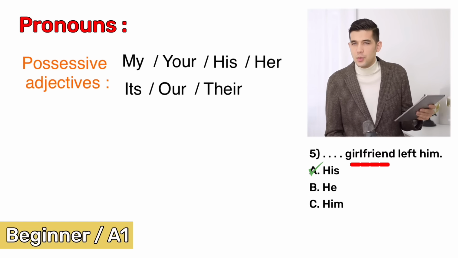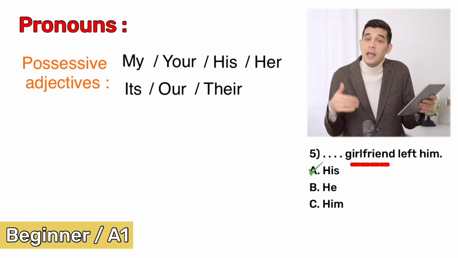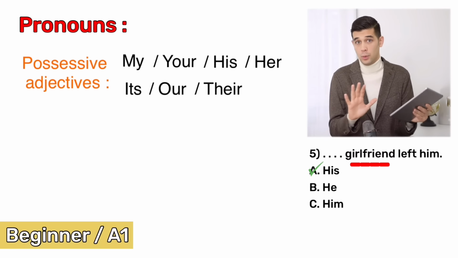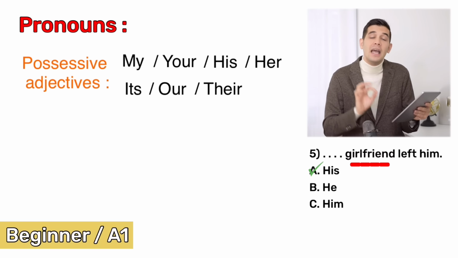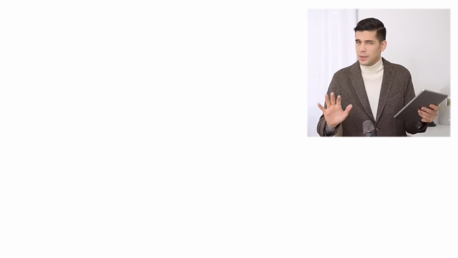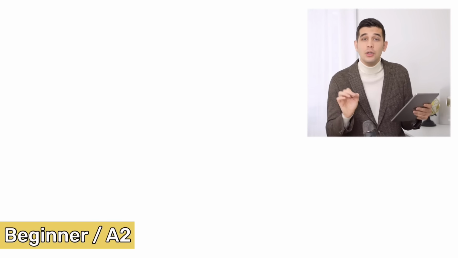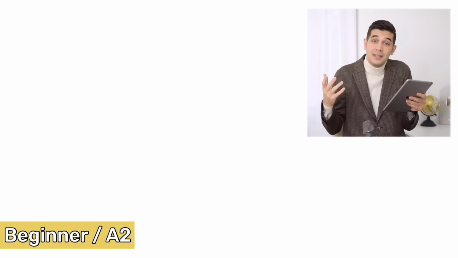Now, look at the answers we have. He is a subject pronoun. We don't need it. Him is an object pronoun. We don't need it. But his is a possessive adjective. This is what we want. That was the end of beginner A1 level. Let's move on to beginner A2 level and let's continue with question 6.